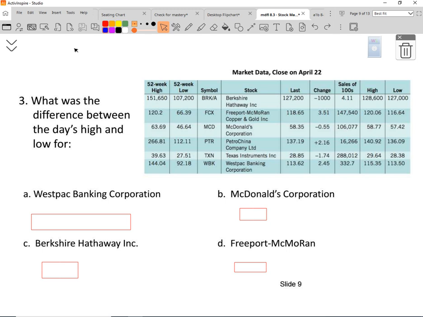The day's high and low, which is a different spot on here. This is the day's high and low right here. Westpac. Looking here at Westpac, 115.35 minus 113.50. The difference in the daily high and low price for that Westpac Banking Corporation is $1.85.